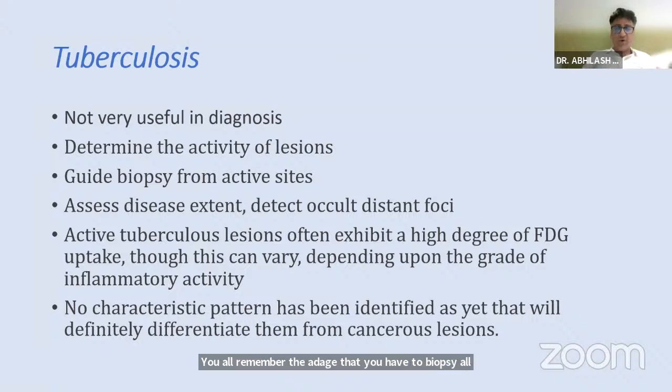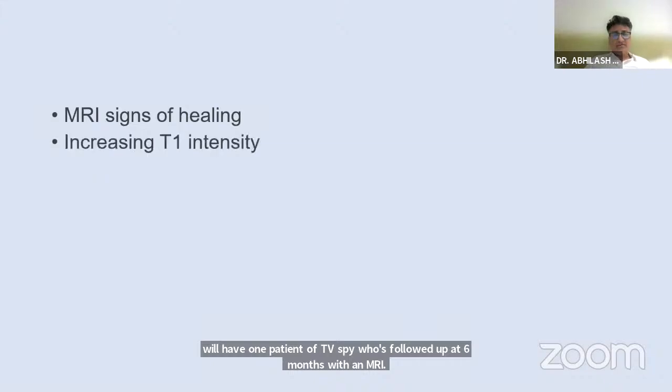Remember this throughout. So in cases of tuberculosis, how do you assess whether the patient is healing or not? We all may not be ordering this, but we all will have one patient of TB spine who's followed up at 6 months with an MRI. Now the MRI may or may not show resolving infection.